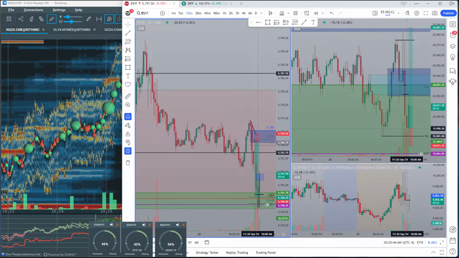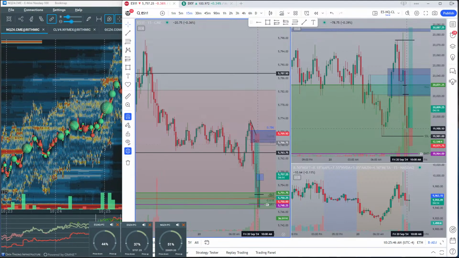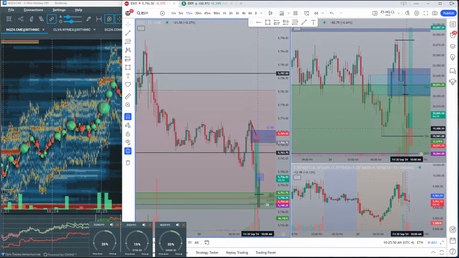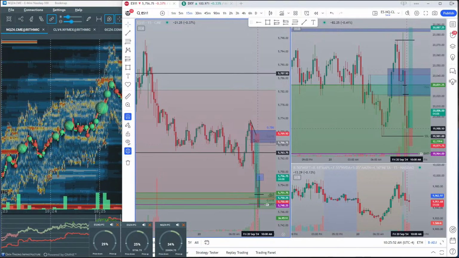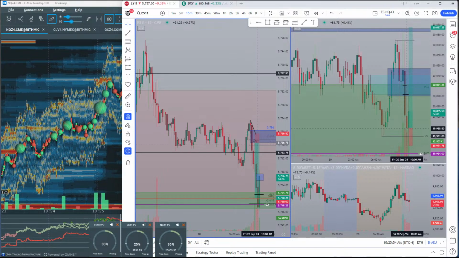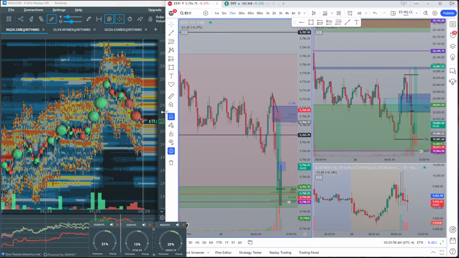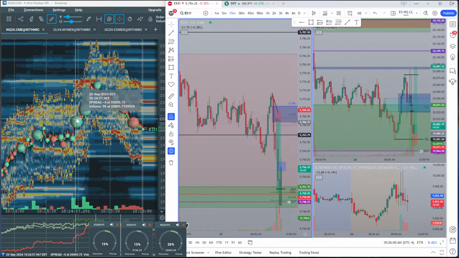I might get out into strength if we get one more pop, just because I don't really want to play with profits. It is Friday and it is quad witching. Remember that, guys. Super important to know that. So maybe we get one more strong move higher. I'll look to get out because right now bears are trying to step back in one more time.